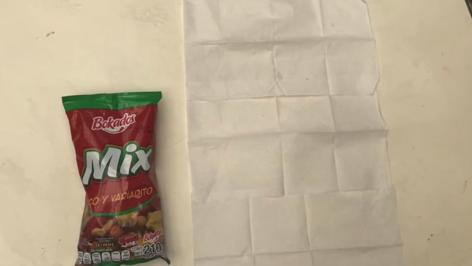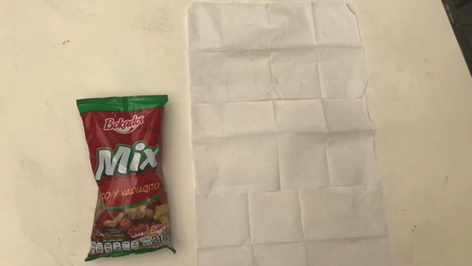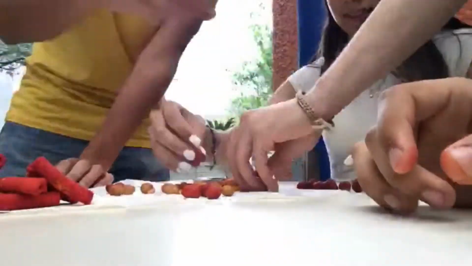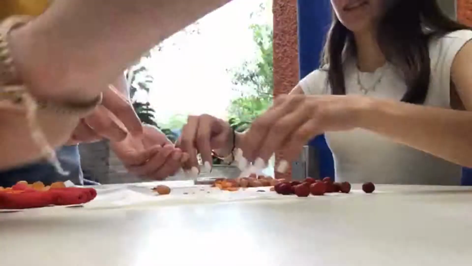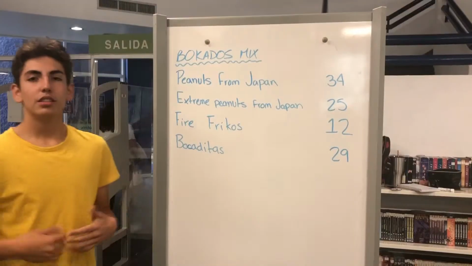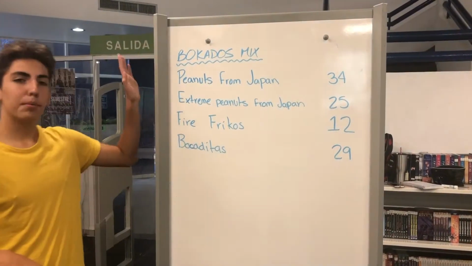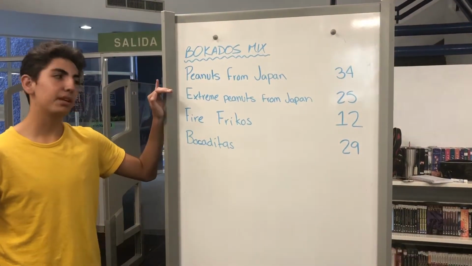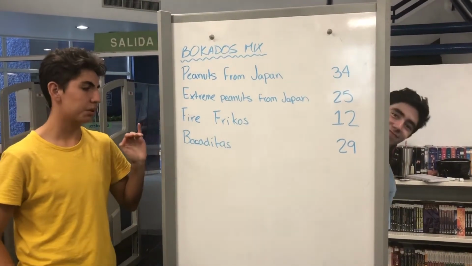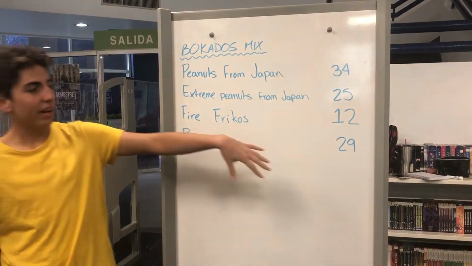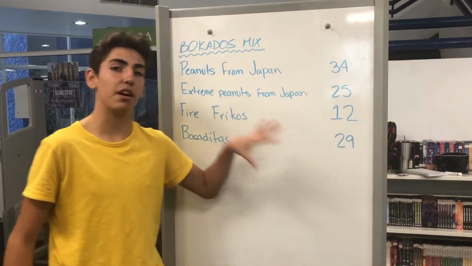As our second real-life application of this topic, we used a bag of bocados mix. This bag has different snacks in it. We separated them into 4 different groups. So another real-life example would be the mixed chip bag, which includes peanuts from Japan, extreme peanuts from Japan, fire fricos, and bocaditos. And these are the 4 variants. We have a total sample size of 100 units.